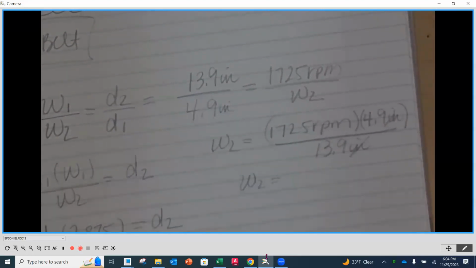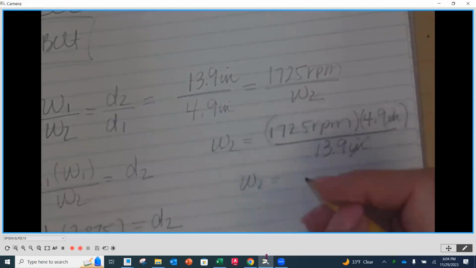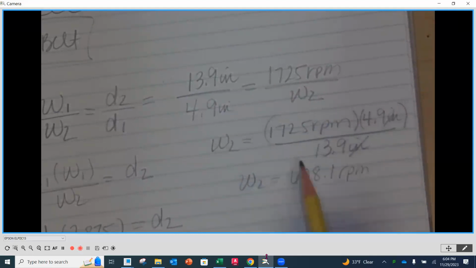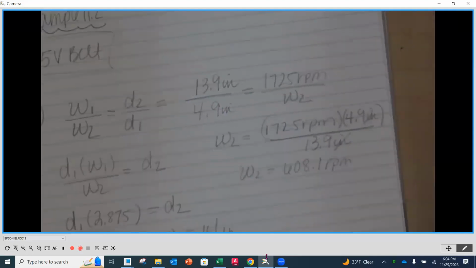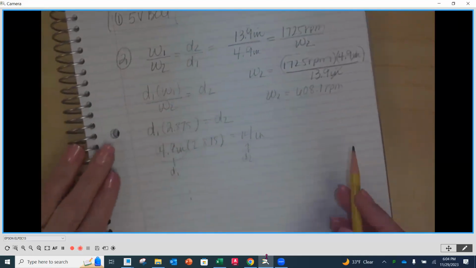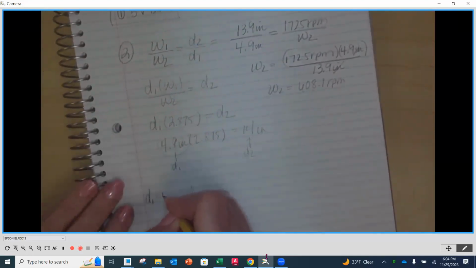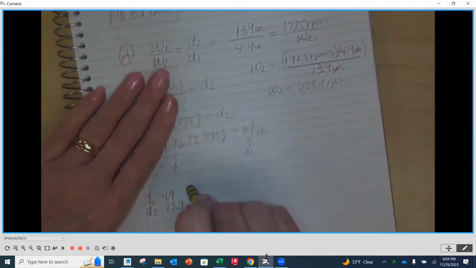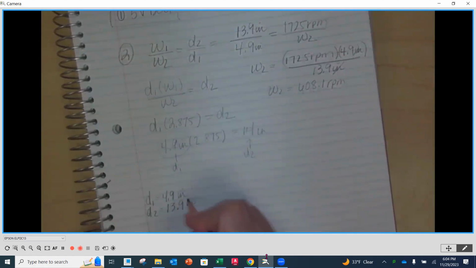So what does my W2 come out to be? How close am I to 600? Ooh, not bad. Okay, so this pair would provide for us a velocity ratio, and we would get 608 as our number. That's not bad. So we're going to put this down here. We're going to say, okay, D1 can be equal to 4.9, D2 can be equal to 13.9. Hold on, we're not done yet. And our W2 then is going to be 608.